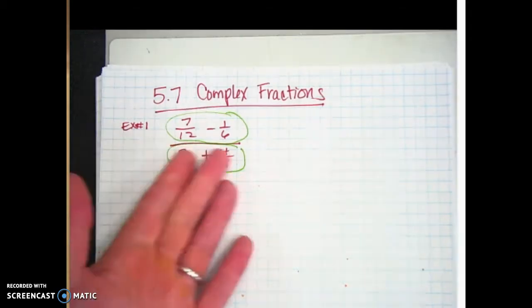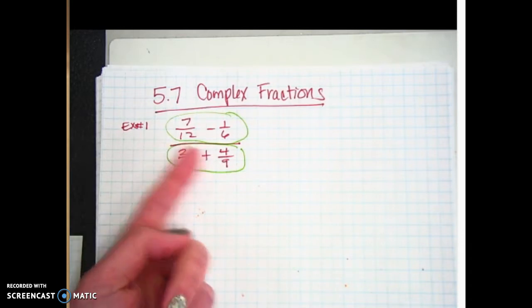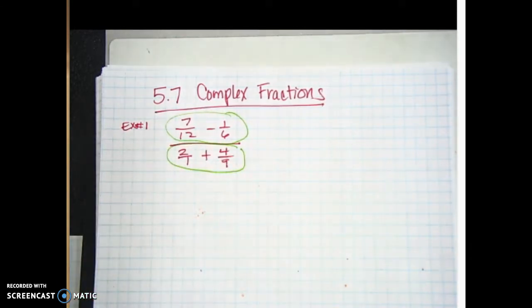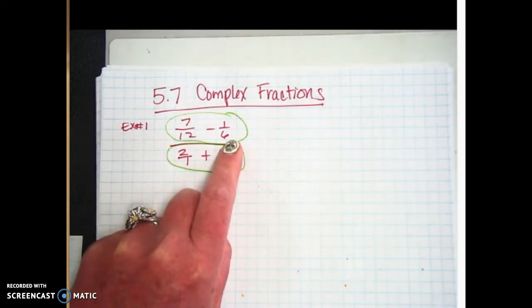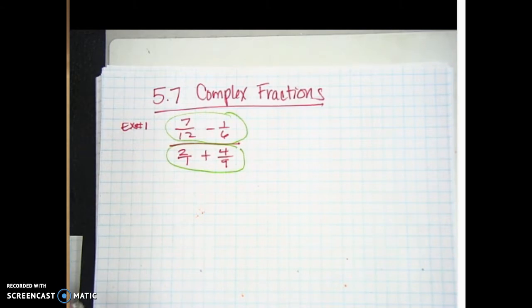But for this numerator, it's kind of easy, right? If you have a denominator of 12 and a denominator of 6, what's the least common denominator? It's 12, right? It's either one of the denominators, or it's within the next couple of multiples of one of the denominators. Okay, so 12 goes into 12, right? And 6 goes into 12. So 12 is the least common denominator.